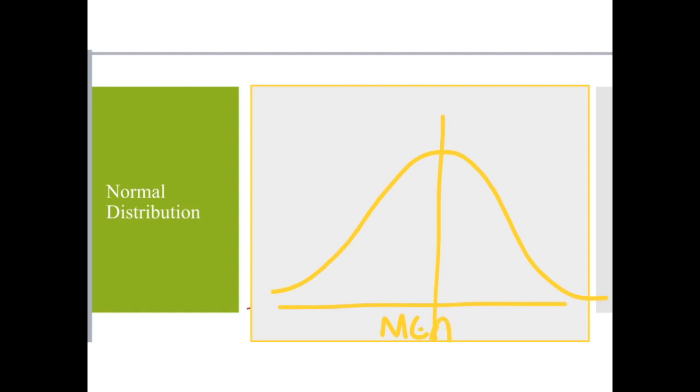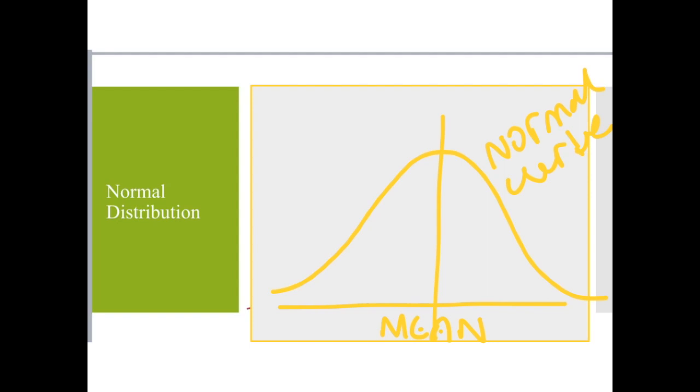Our mean is here. And this is our normal curve. I apparently can't write very well with this iPad situation. Okay, so that's our normal curve. When we're talking about standard deviations, that's the average that people vary from the mean.